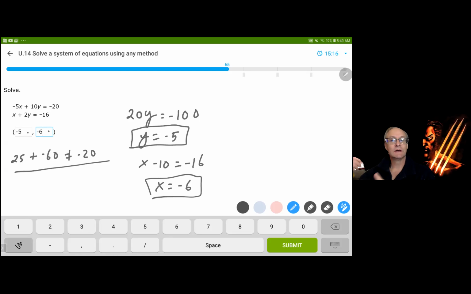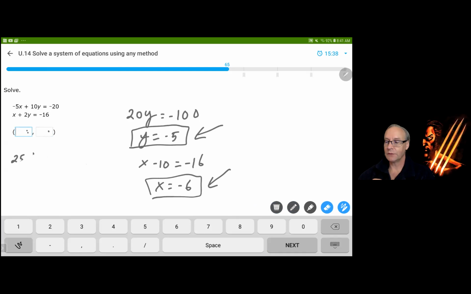Remember I told you a lot of times we're going to write the x and y backwards, and it's an easy mistake to make. So what I'm going to do is back this up, and I'm going to write it the right way. This x comes first and the y comes second. Wouldn't that have been sad to get it wrong, even though you were doing all the work correctly? So let's put it the right way this time.